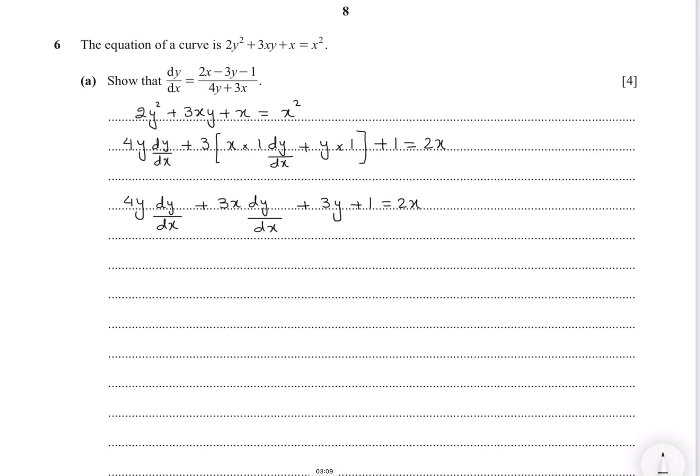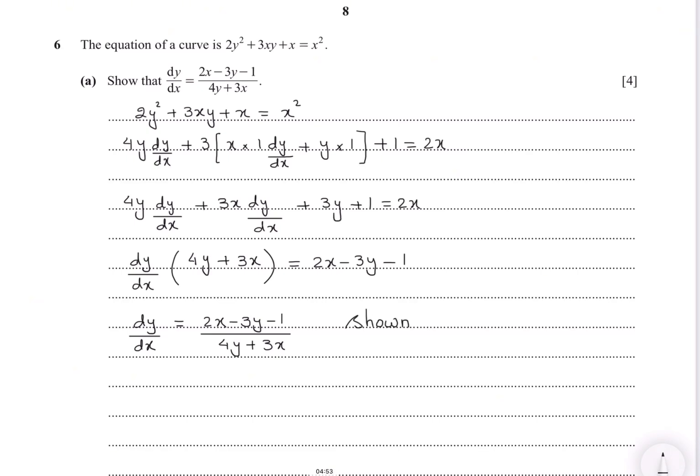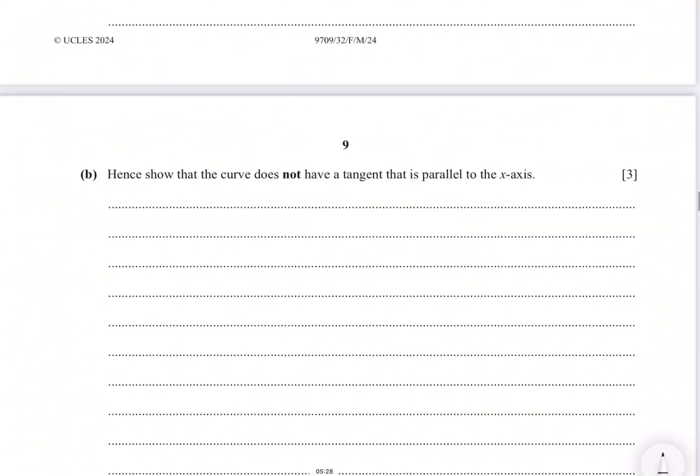Now take dy by dx as common, so it becomes (4y plus 3x), and is equal to 2x minus 3y minus 1. Now make dy by dx the subject, so it becomes this thing, and you now compare it with the question. It's already shown. It's a 4 marks part.